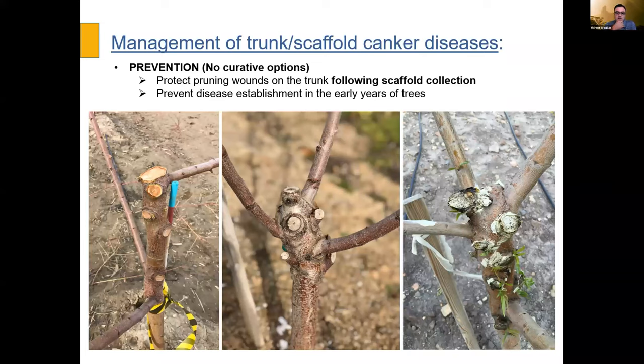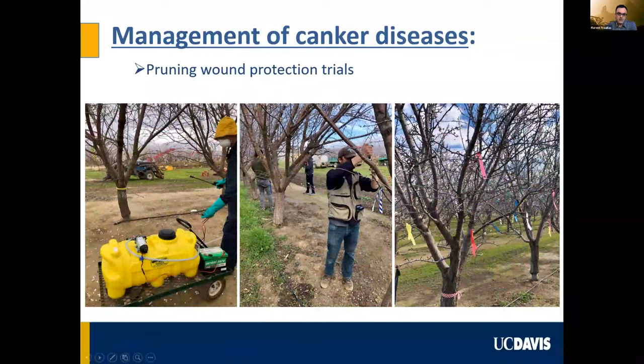You see all the wounds that are left on the trunk. And again, we will emphasize that if at any time during orchard development any application of a fungicide or biocontrol agent needs to be done to protect the tree from canker disease, it should certainly be done around the primary and secondary scaffold selection. So over the years, we have conducted many trials to test various fungicides, biocontrols and pastes to figure out what would be the best way to protect these pruning wounds.